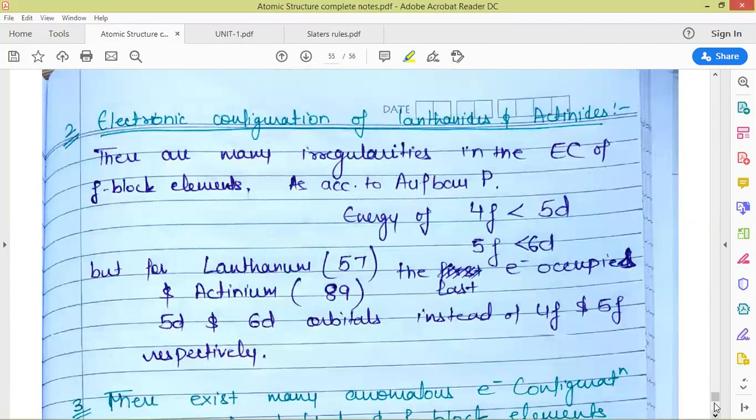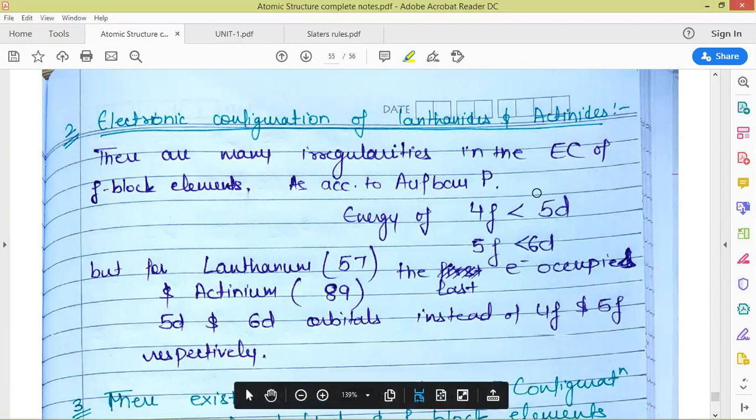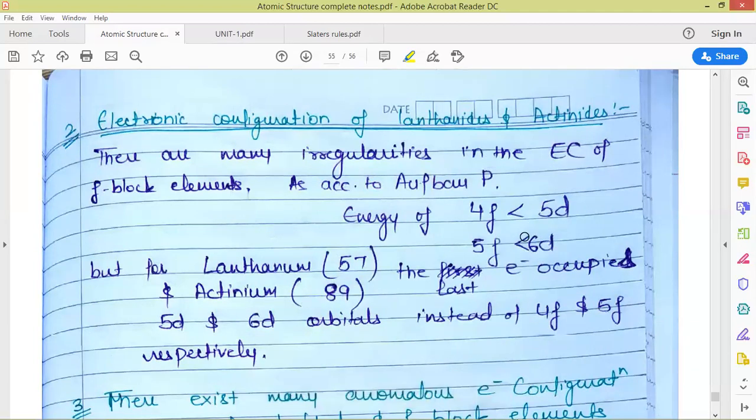just for your knowledge, according to Aufbau's principle, in case of S-block elements, the energy of 4s orbital is less than 5d orbitals. But for lanthanum, which is a d-block element, after which all the lanthanides come, the electrons first go to the 5d orbital. The reason for this was not explained, and the same is the case with actinium, which is having atomic number 89. The last electron occupies the 6d subshell, while 5s has less energy.